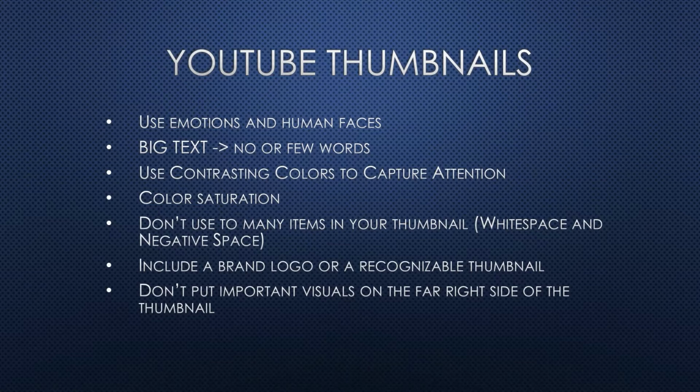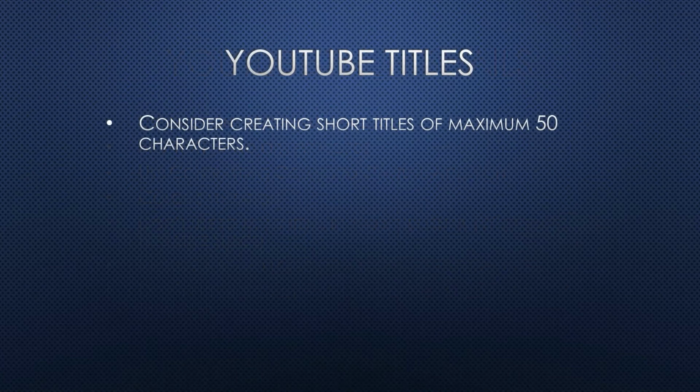These elements together can hook a possible viewer on clicking your video. If you can't put everything you want inside of a title, you can put a part of it into the thumbnail. Let's go over what you should pay attention for in a title. Consider creating short titles of maximum 50 characters. This includes spaces. We try to do this because then the full title is shown on every possible device, also mobile phones. Longer titles get cut off and end with 3 dots. I know this is not possible for every time, but try it out whenever you can.